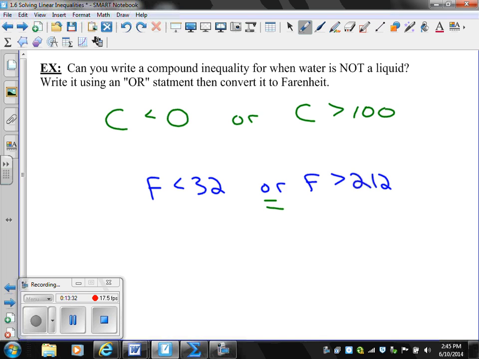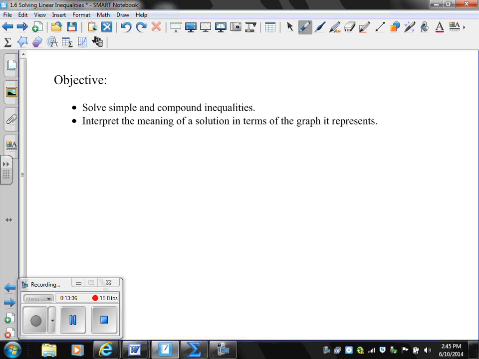Okay, so to sum this up, our objectives were to solve simple and compound inequalities. We did that, and we also interpreted the meaning of these solutions in terms of the graphs with the number lines that we did, with the rays pointing into each other or pointing away.